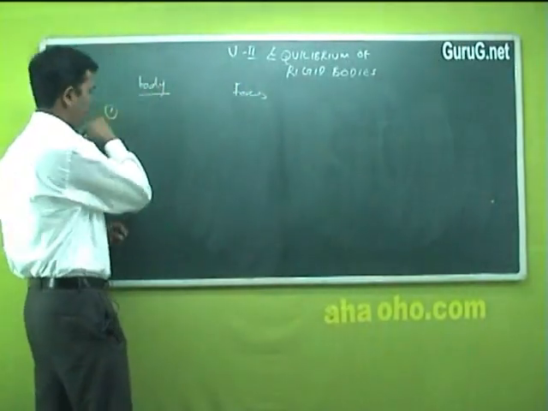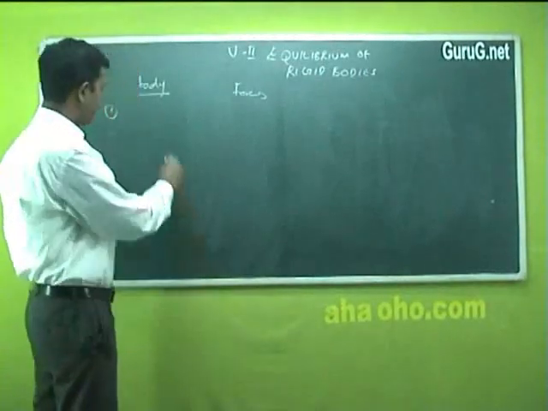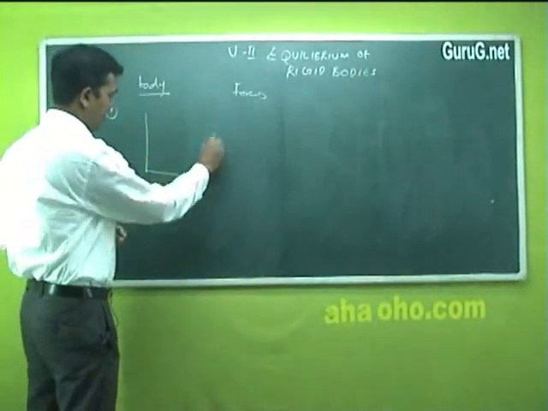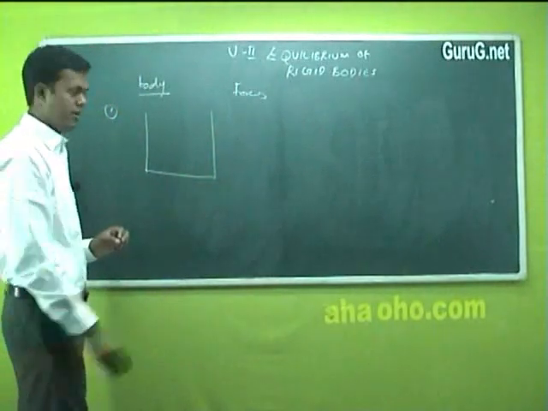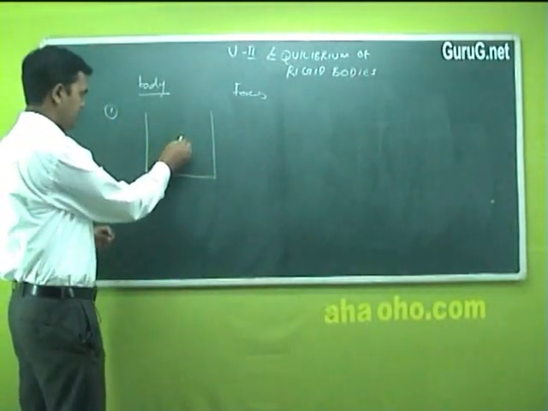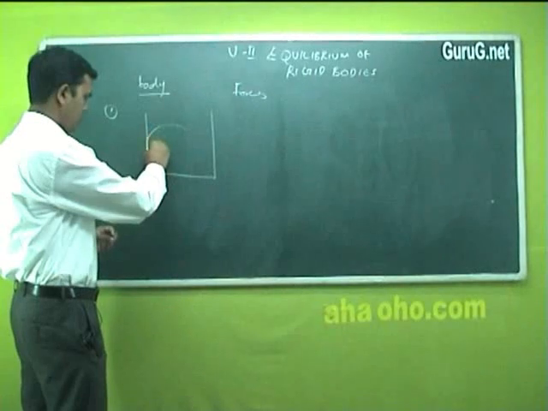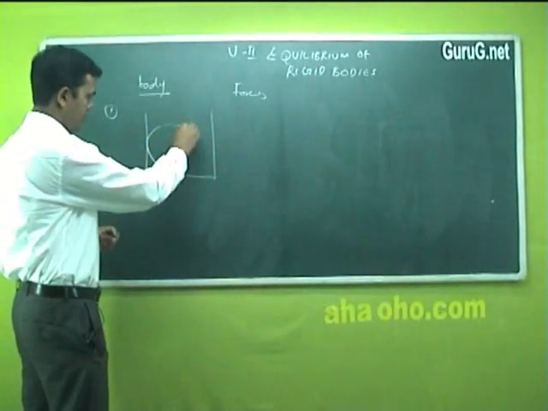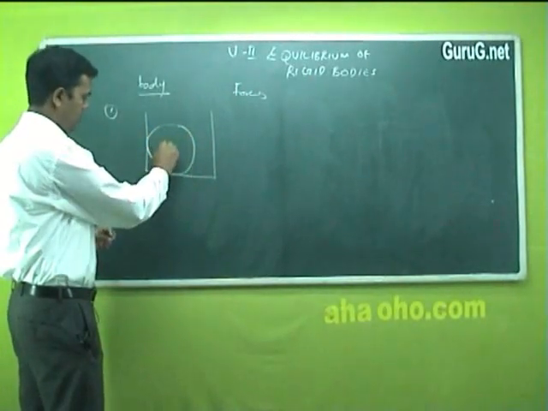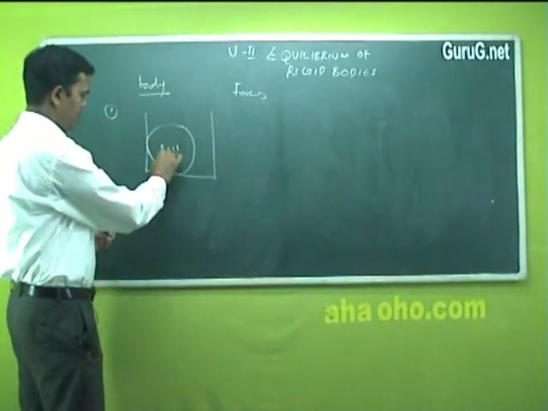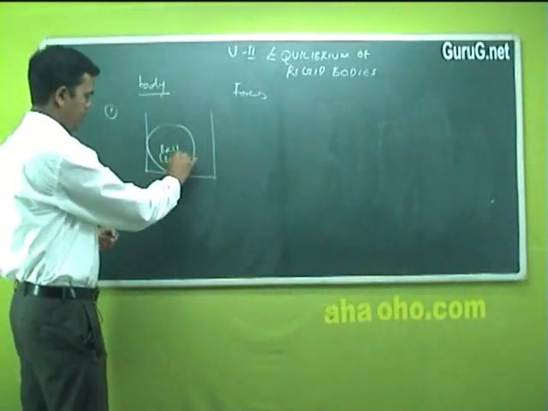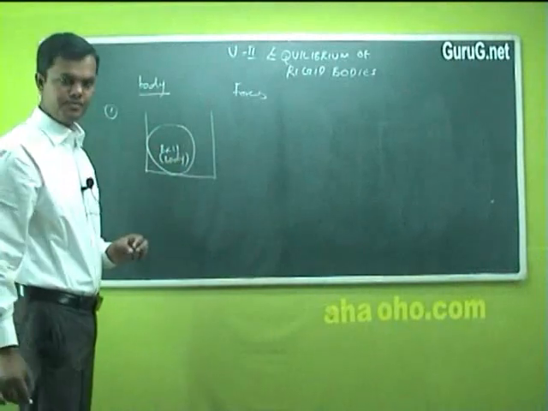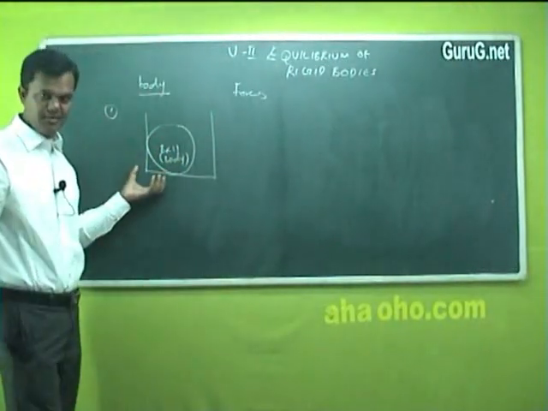I will be considering body number 1. How does it look like? I will just take one container. In this, I will just consider there is a ball. This is a ball, or let's consider it to be a body or particle, whatever it is. It is just placed in a container.